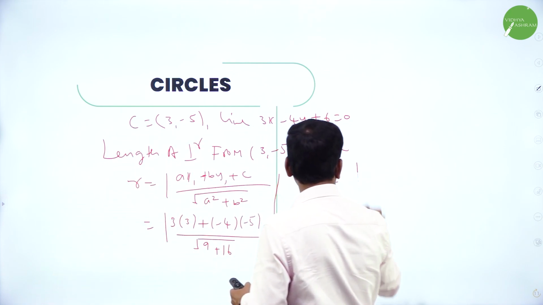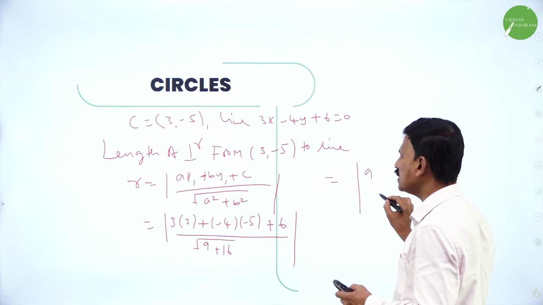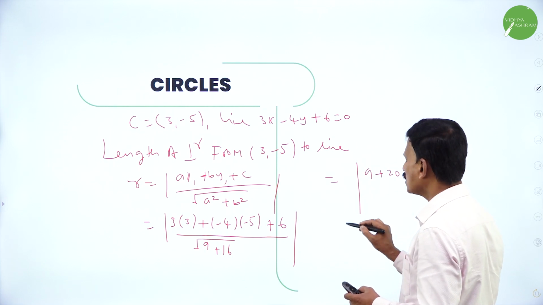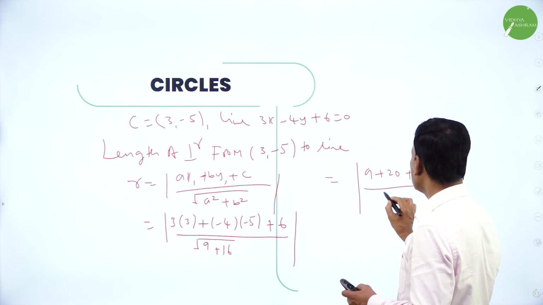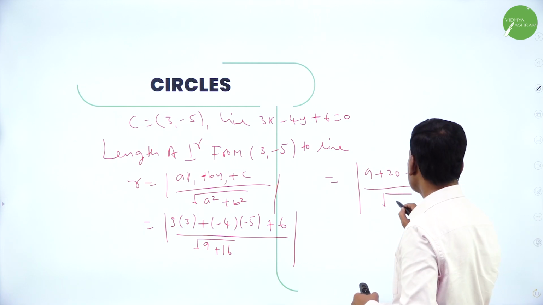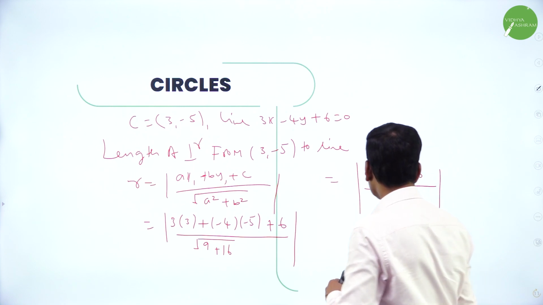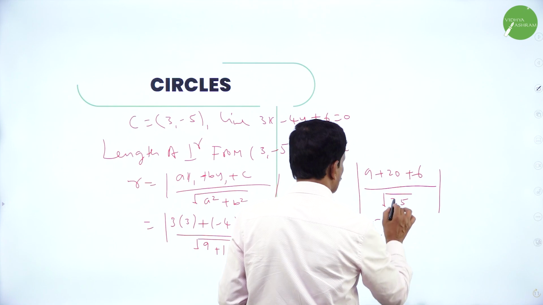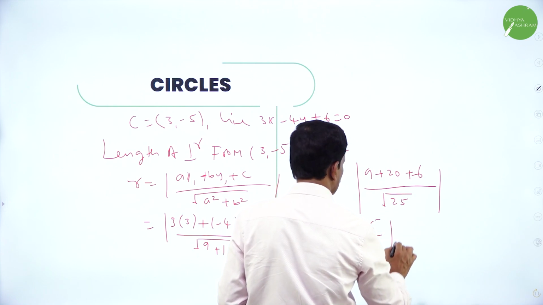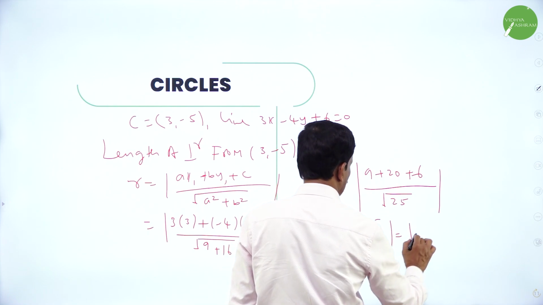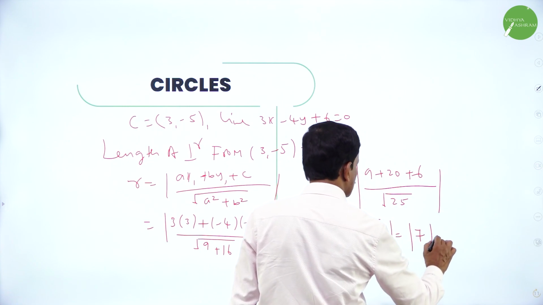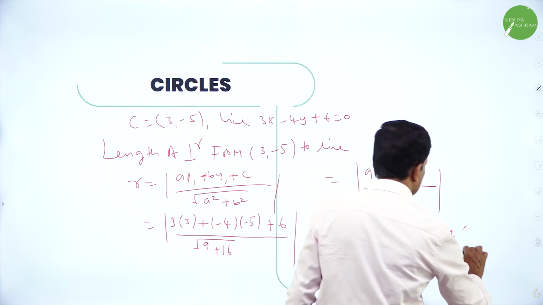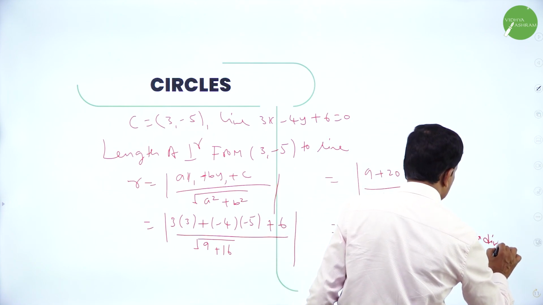A square is 3 square, which is 9, plus b square, 4 square, is 16. So this is equal to 3 3s are 9, minus into minus plus, 5 4s are 20, plus 6, divided by root of 16 plus 9, which is 25. So what is this equal to? This is 35 divided by square root of 25, which is 5. So 35 by 5 is nothing but 7. So this is equal to 7. This is nothing but the radius.